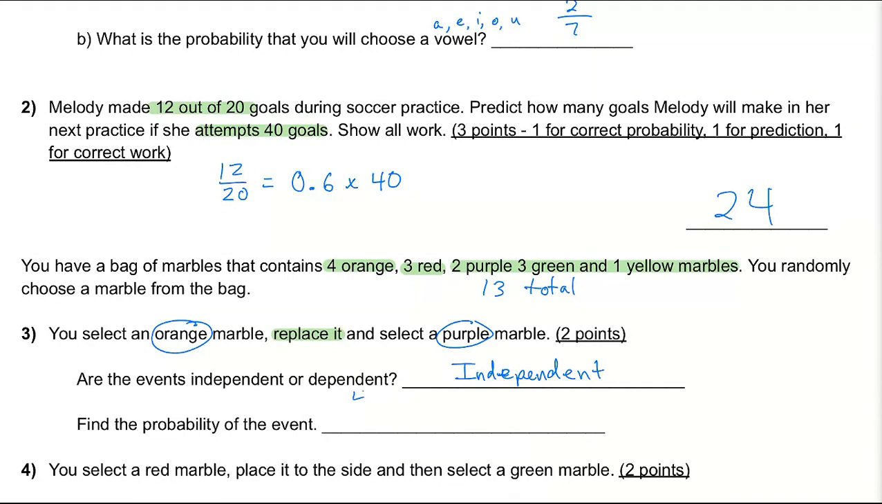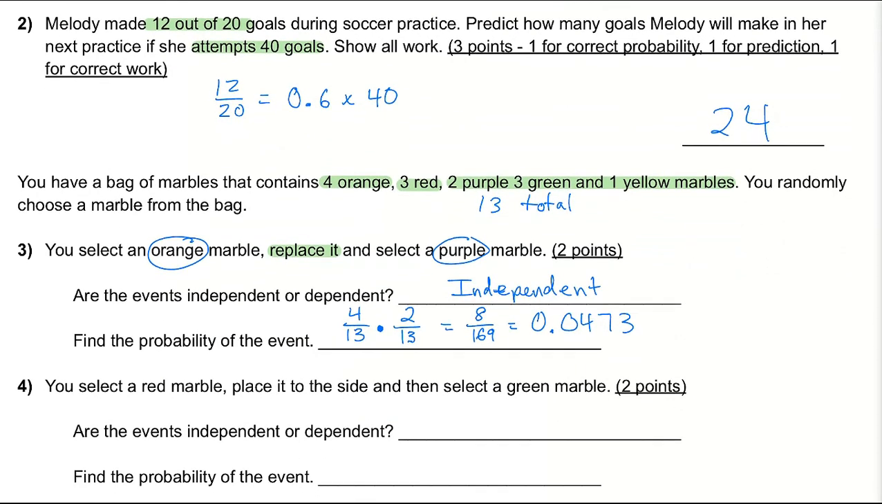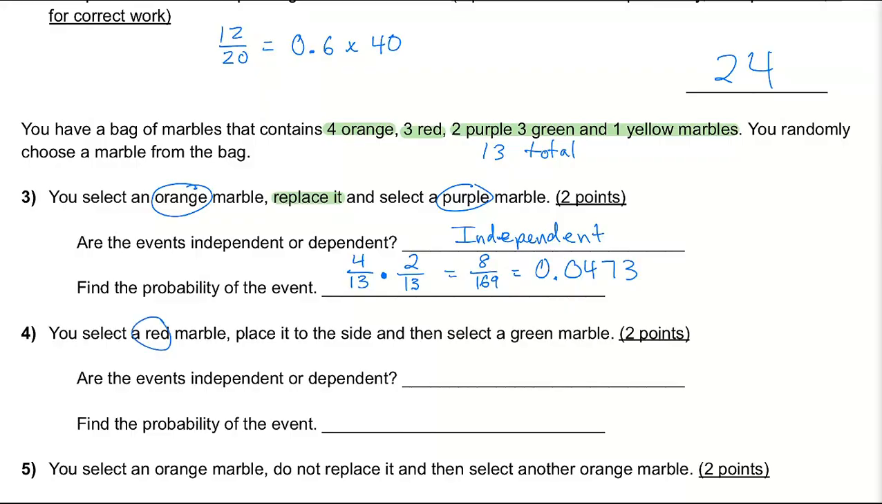Okay. We have 4 orange marbles out of 13 marbles, so that's the probability of drawing an orange. We put that marble we drew back into the bag, so we still have 13 marbles total. And then the purple marble, there are 2 of those. So 4/13 times 2/13, which is 8 over 169, or if you convert that, it's about 0.0473.